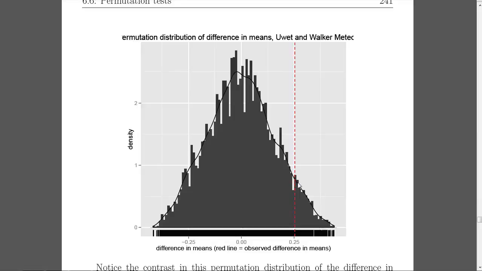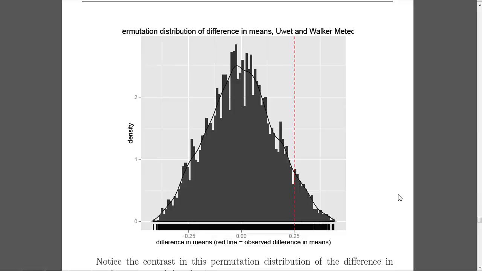And finally, if we want to calculate the p-value, we calculate what proportion of the observations in our permutation is more extreme than what we observed. That's the standard definition of a p-value.